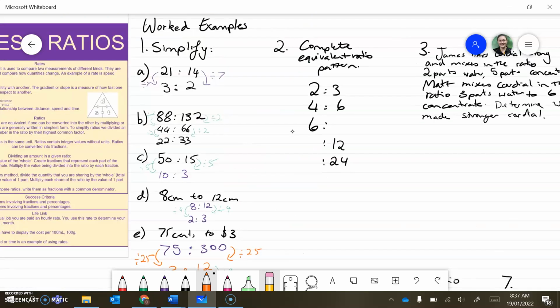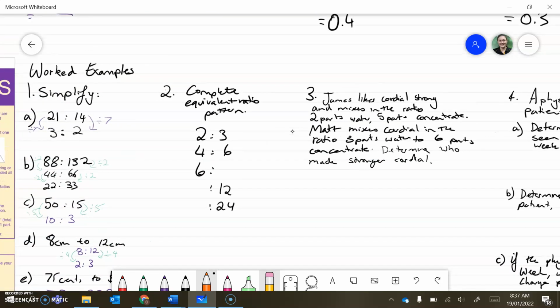Okay, I want to complete the ratio pattern. So I've got 2 is to 3, 4 is to 6. So you can see here 2 times 2 is 4, 3 times 2 is 6. Now 2 times 3 is 6, so 3 times 3 is 9. I then have 6 times 2 is 12, so 4 times 2 is 8. 12 times 2 is 24, 8 times 2 is 16.